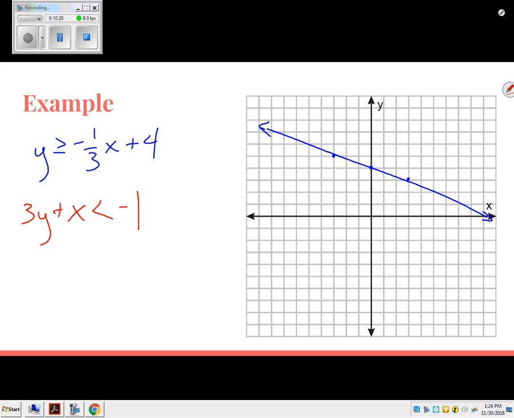Y equals mx plus b, okay? If you know how to graph using intercepts, this isn't very hard to graph using intercepts. There's not much work to do, but I've had a lot of people go to the y equals mx plus b. So 3y equals negative x minus 1. So divide everything by 3, and I get negative 1/3 x minus 1/3.